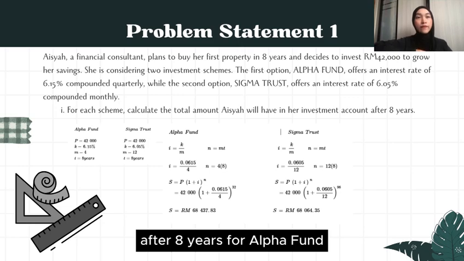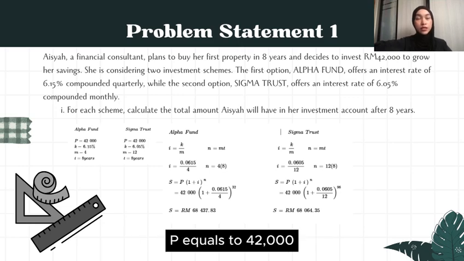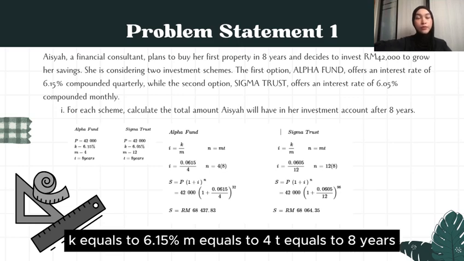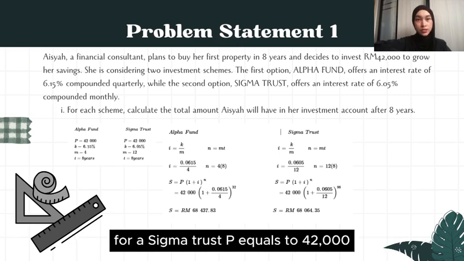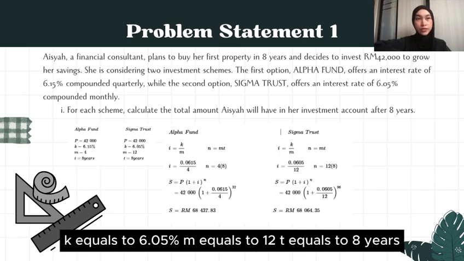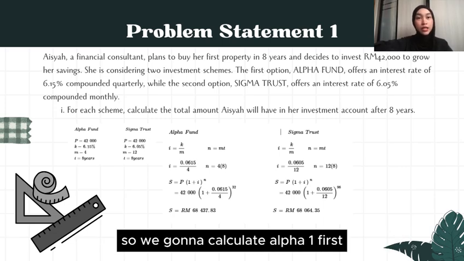8 years. For Alpha Fund, P equals 42,000, K equals 6.15%, m equals 4, t equals 8 years. For Sigma Trust, P equals 42,000, K equals 6.05%, m equals 12, t equals 8 years. So we're going to calculate Alpha Fund first.